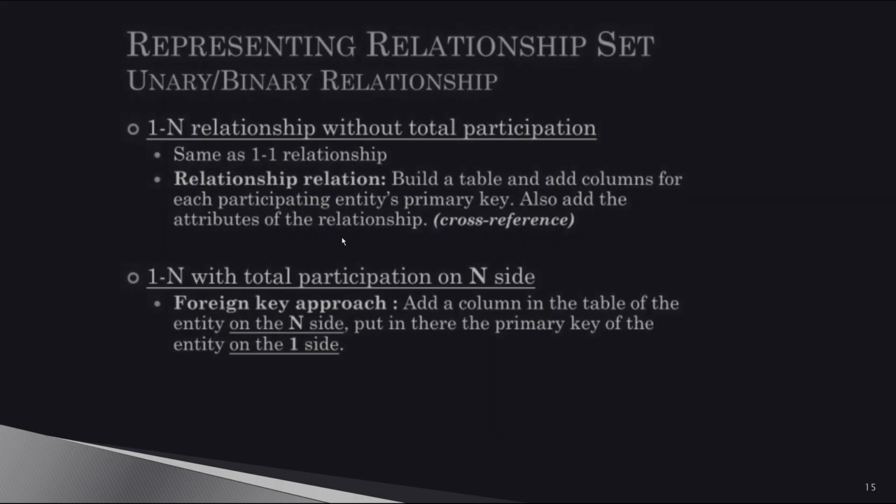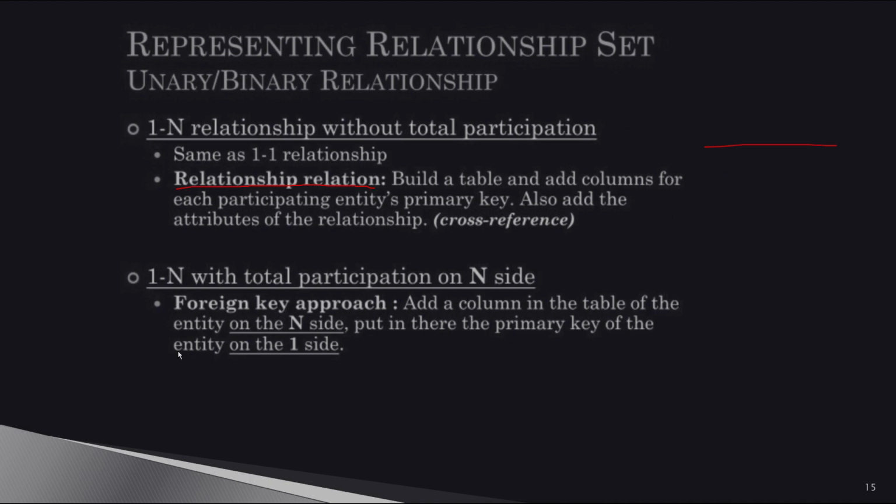Here's another example. We skip that. Now, when it comes to one-to-many relations, again, we can have no total participation, or we can have a total participation on the end side, okay? When it comes to the one without total participation, we're going to use the relationship relation again, which means making a new table and adding columns for every participating entity's primary key.